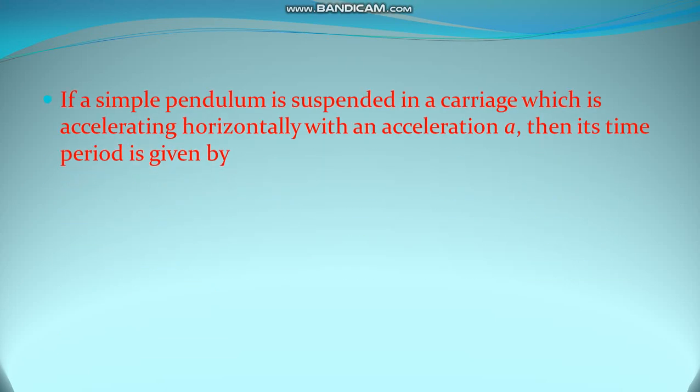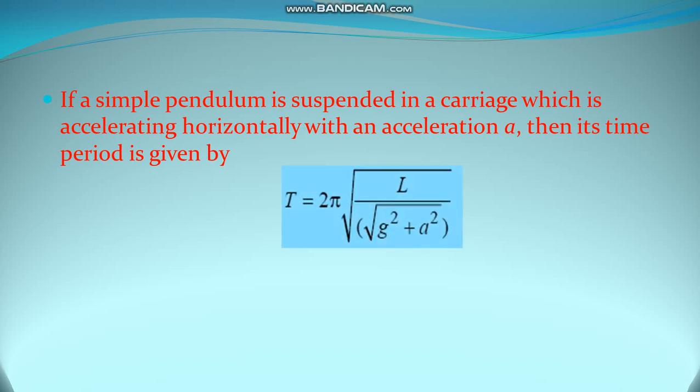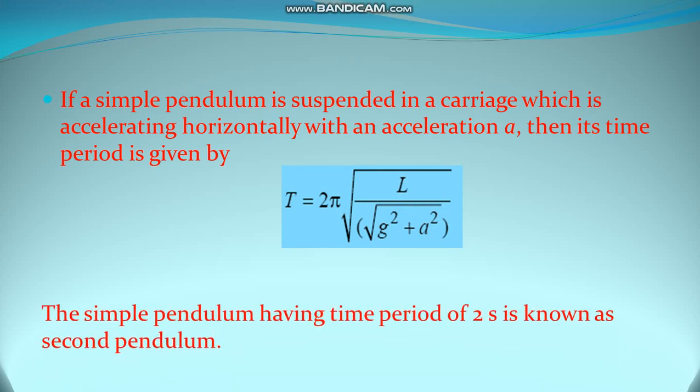If a simple pendulum is suspended in a carriage which is accelerating horizontally with an acceleration a, then its time period is given by, yes, this formula is very important. Keep in mind, the simple pendulum having a time period of 2 seconds is known as the second pendulum.